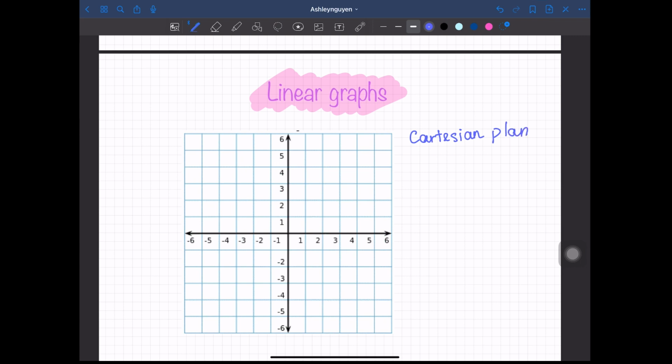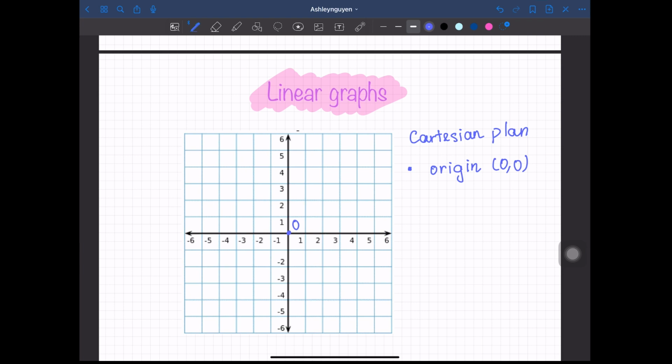And it's important to identify the key features of a Cartesian plane. Number one is the origin. Origin is here, where the point has the coordinate of 0, 0.